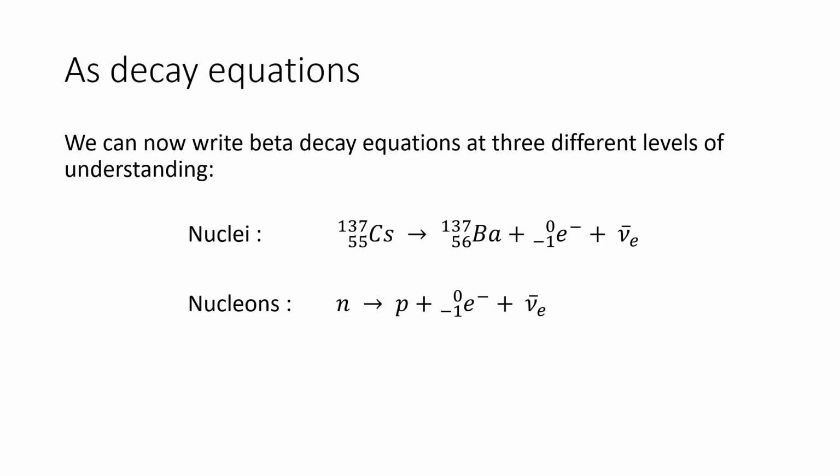If you look on the left-hand side, the charge of the neutron is 0, and then you've got +1 for the proton, -1 for the electron. The charge of the antineutrino is 0. Quarks, so this is at the quark level. The down quark actually turns into an up quark and also emits an electron and an antineutrino.